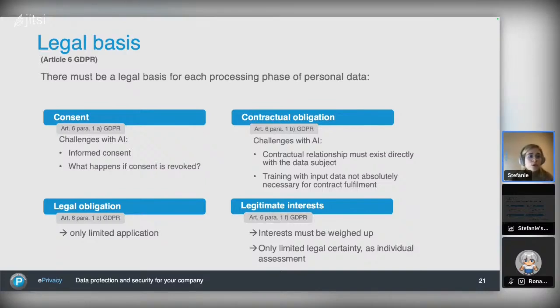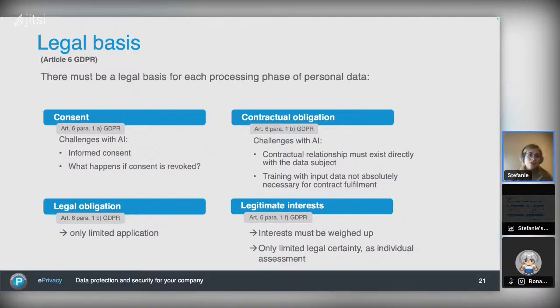Then we would need to inform them about also using this data within an AI system, so that the consent also covers this processing of putting the data set that we collected into the AI system. The challenge here is that the consent is informed, so that the users know what is happening, and also what happens if the user withdraws their consent again. Then the consequence would be that this data needs to be deleted, and needs to be deleted from the AI system. And this is a struggle that we have with AI systems right now: how can we delete data after we have put it into the AI system?